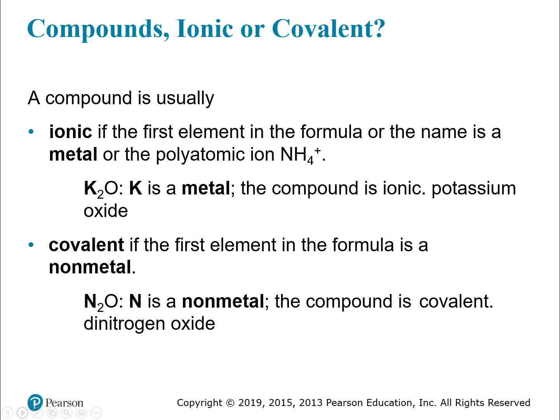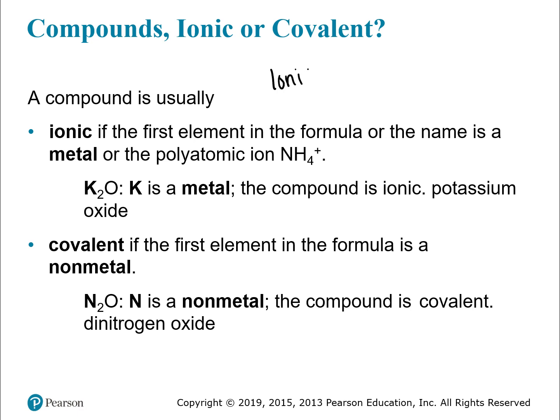So we've talked about ionic compounds and covalent compounds and the differences between them with naming, writing formulas, etc. To identify whether or not a compound is ionic or covalent, look at that first element. If the first element is a metal or it's that NH4 plus, you're looking at an ionic compound by and large. If the first element is a nonmetal, then you're looking at a covalent compound. So make sure that you can tell the difference between the two.